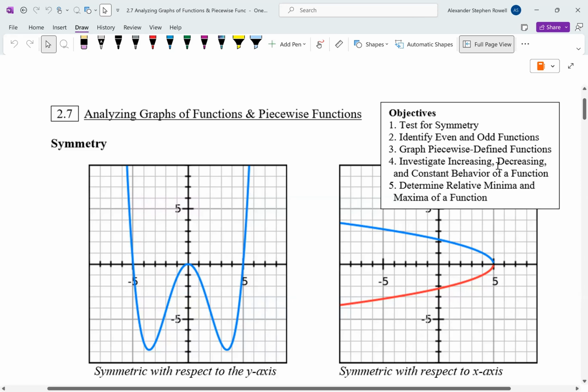Let's start with the new section, 2.7, analyzing graphs of functions and piecewise functions.